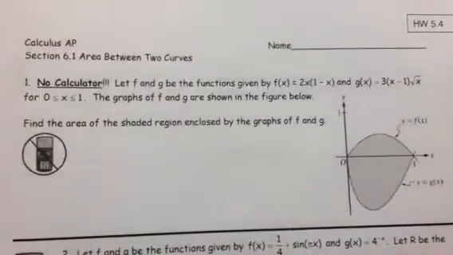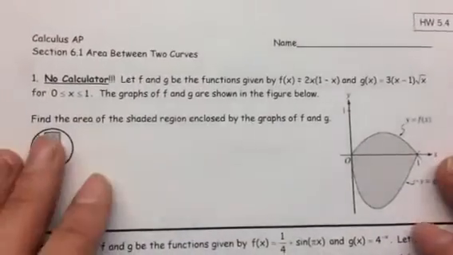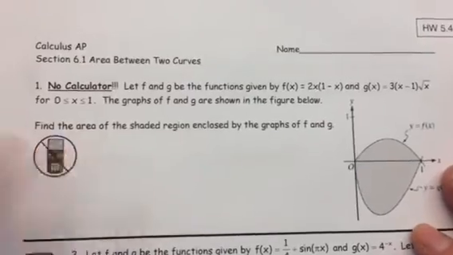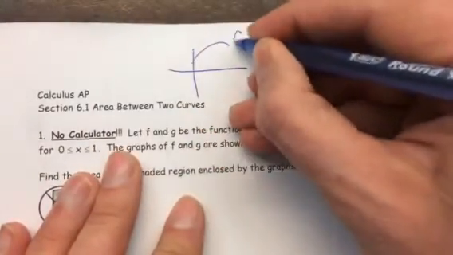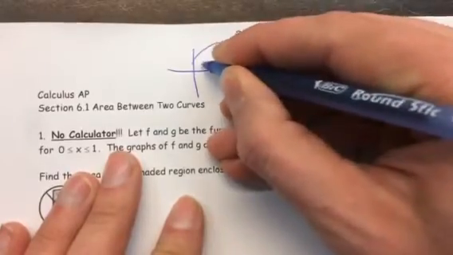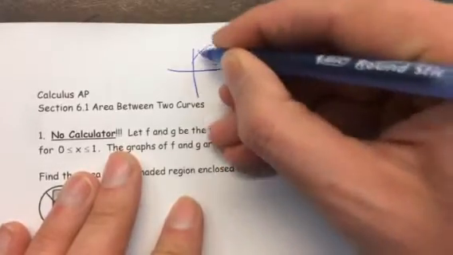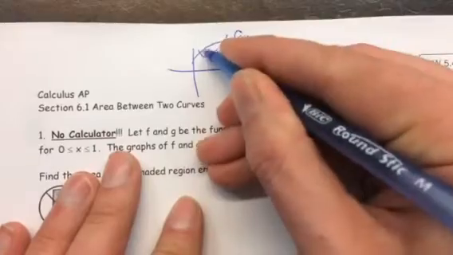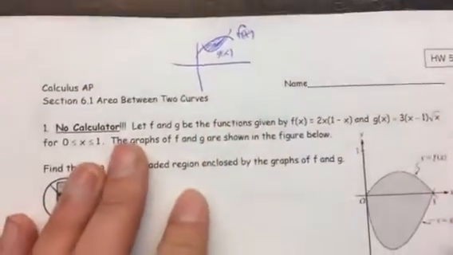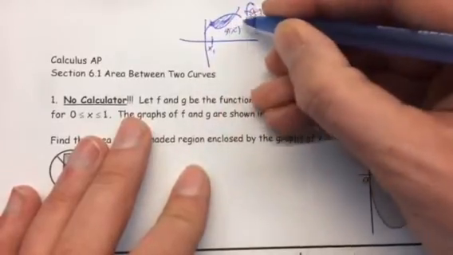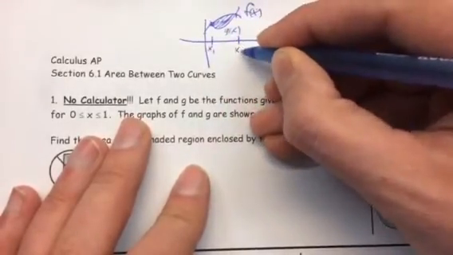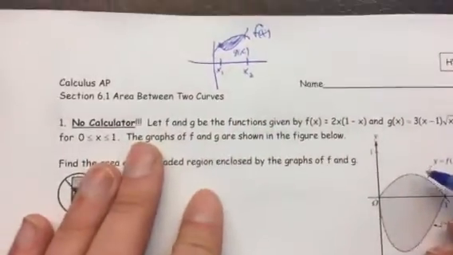In homework 5.4, we're finding the area between two curves. Let's just make sure we understand how this works. The basic idea is if we have f of x and another curve g of x, the way we find the area between them is we first find the intersection point, whatever that x is, where we stop caring about the area.